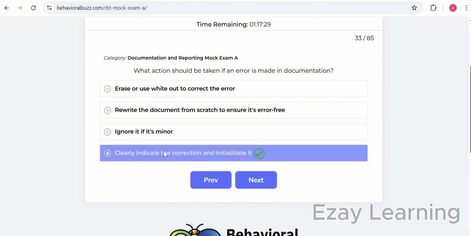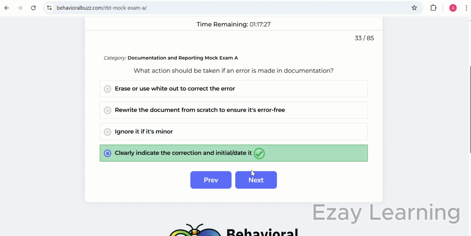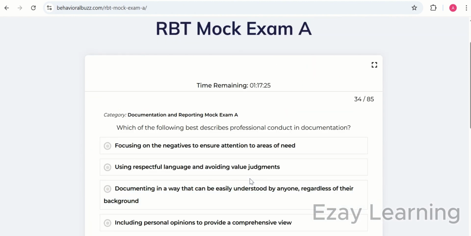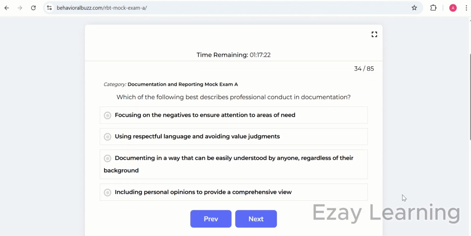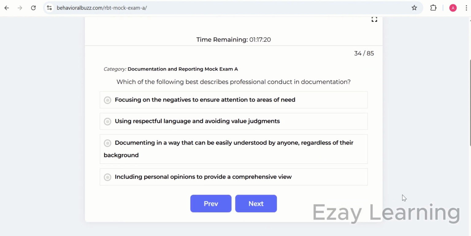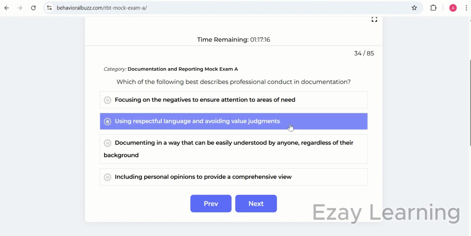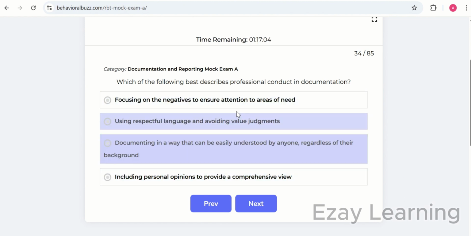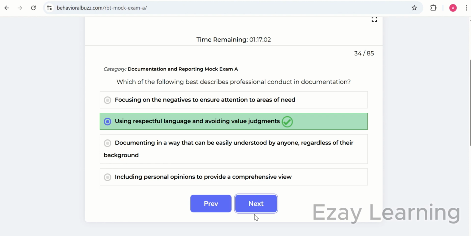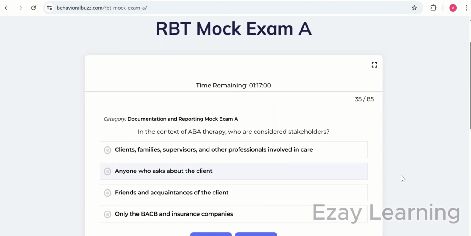Clearly indicate the correction and initial date it. Which of the following best describes professional conduct in documentation? So by the term conduct, you have to use respectful language and avoid value judgments.